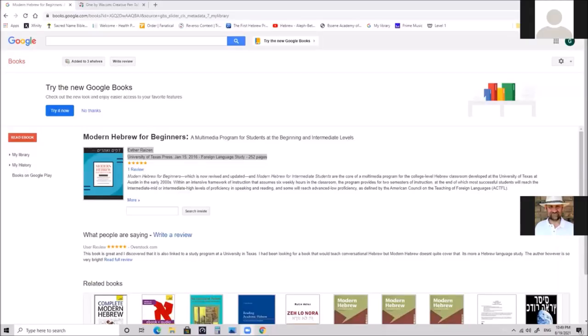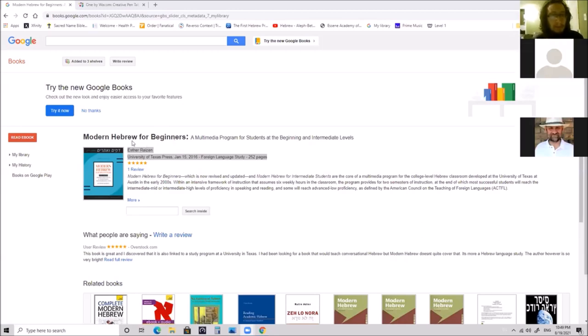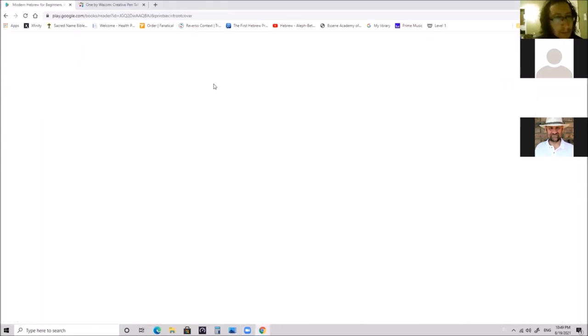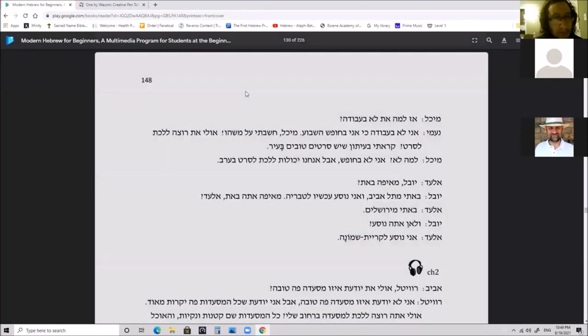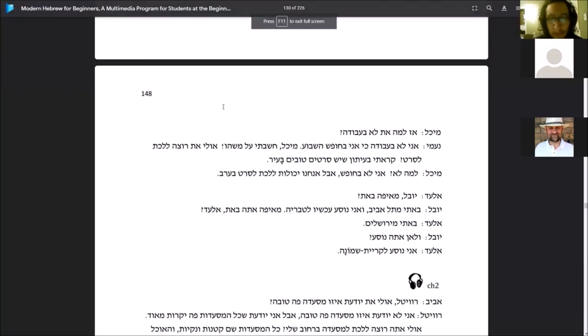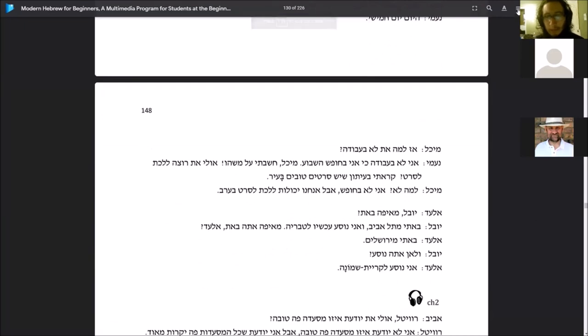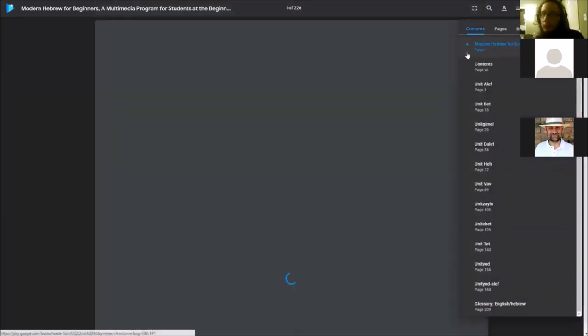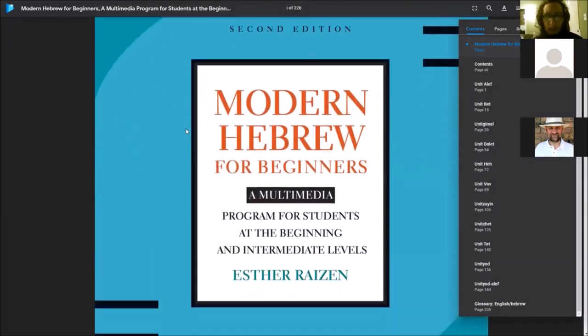Okay, so this is what it looks like. Modern Hebrew for beginners. This also comes with a lot of sound files, which are very useful, so you can hear native speakers speaking this. It helps you with your classical paleo because it's quite close. And basically when you open the book, here's an idea of what it looks like here. Of course, we're quite a ways into this book, but from the beginning, it looks like this.